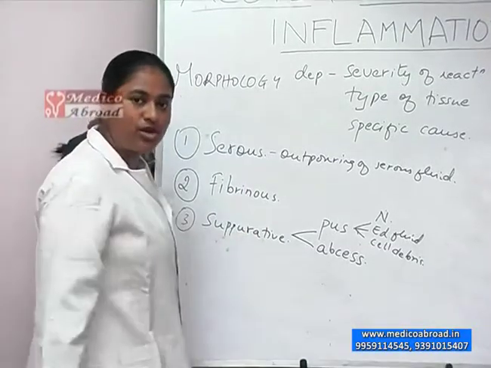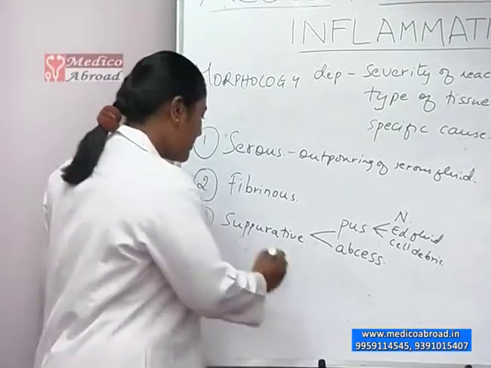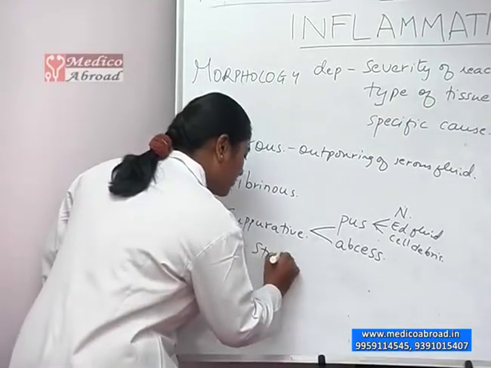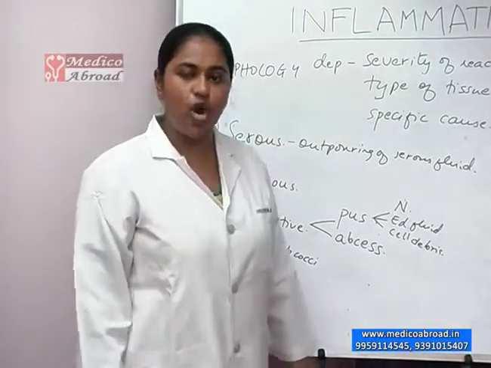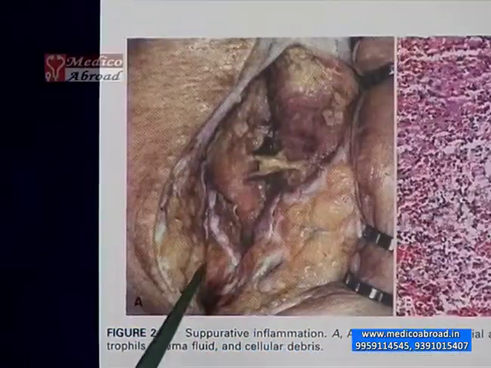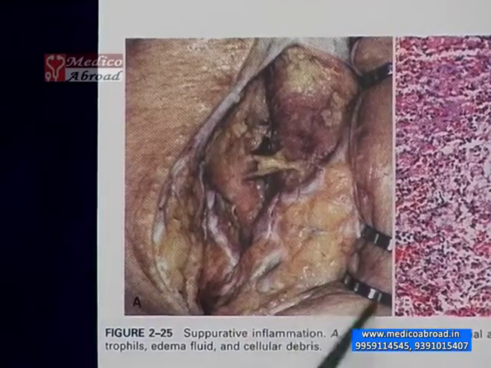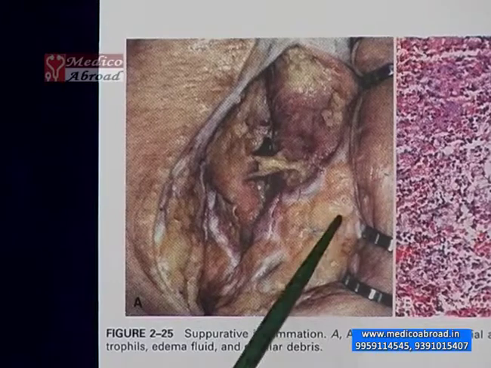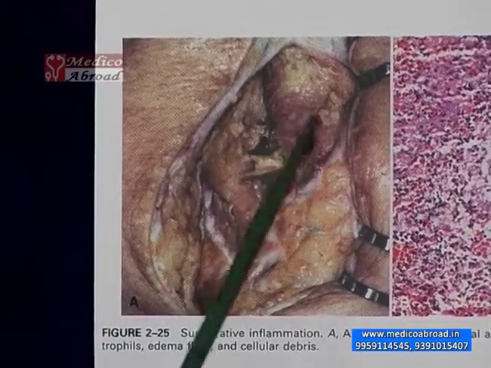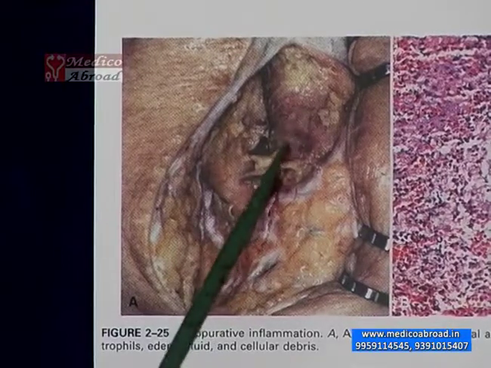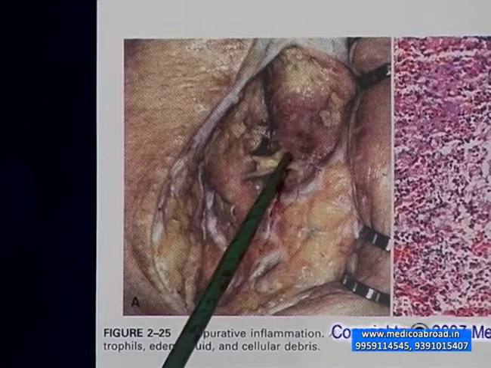Suppurative inflammation may be caused by pus-producing bacteria, for example, streptococci. They are called pyogenic organisms. Here you see a subcutaneous abscess which is opened out, and you see skin, subcutaneous tissue. This is pus and necrotic tissue. It's a subcutaneous abscess. This is an example of suppurative inflammation.